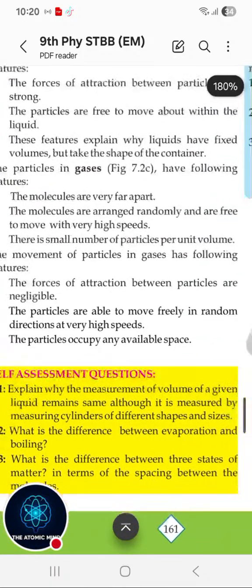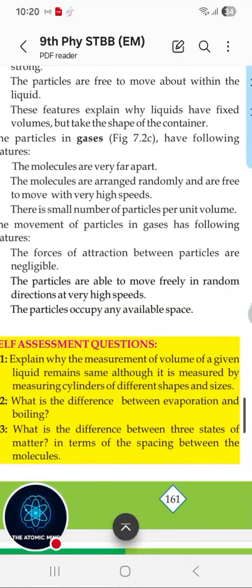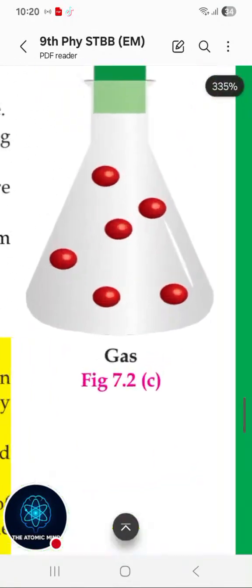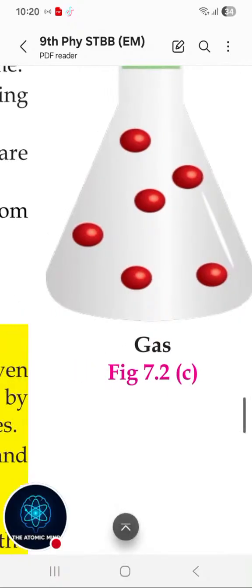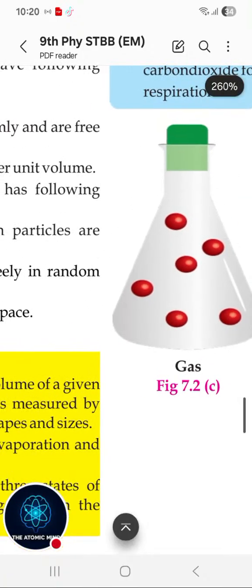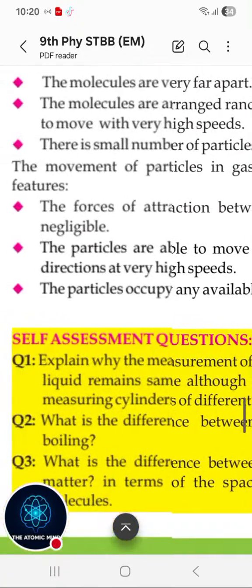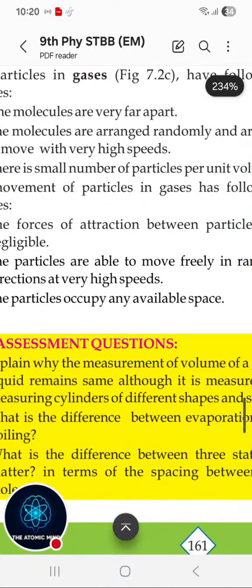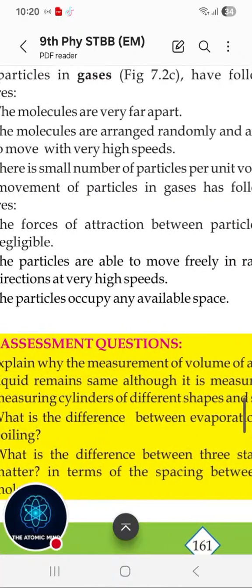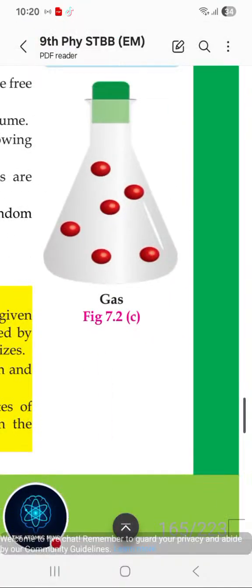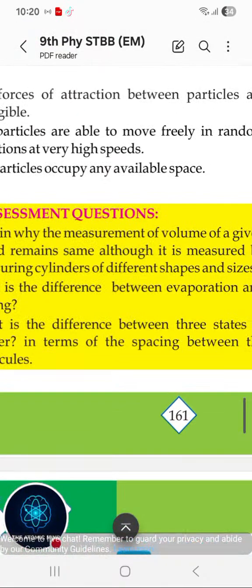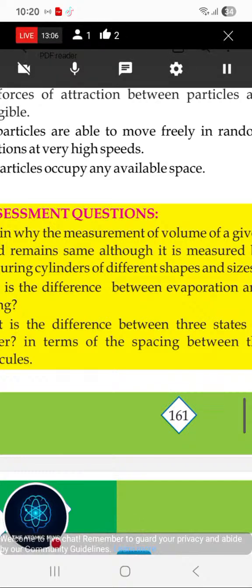The movement of particles in gases has the following features. The forces of attraction between particles are negligible. There is no force of attraction between one particle and another, so they are moving here and there. The particles are able to move freely in random directions at very high speed. The particles occupy any available space that is available.